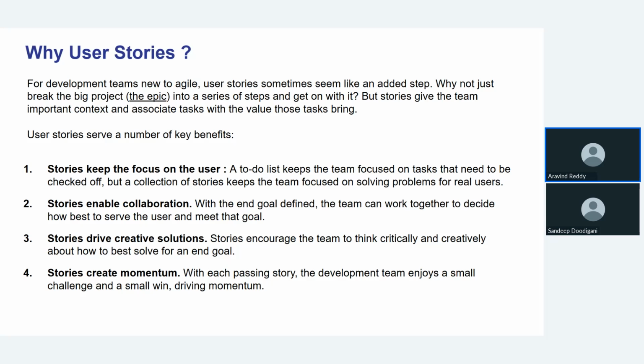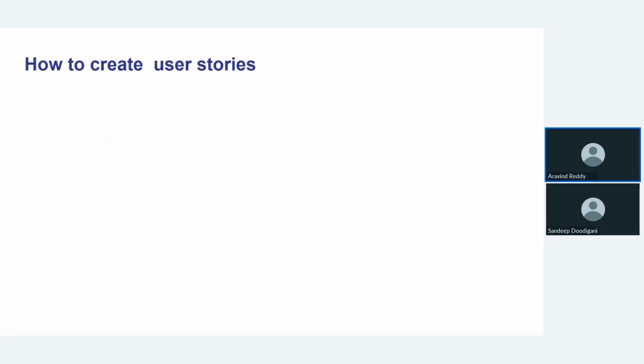Stories drive creative solutions, and stories create momentum. A story encourages the team to think critically and creatively about solutions when something is not possible, right? If you have thousands of to-do items, which ones do we need to keep? You need some logic to get the best results. It should not look clumsy. If it looks clumsy, then the user may get stuck somewhere and not be able to use it. So that thing also needs to be taken care of by the builder.